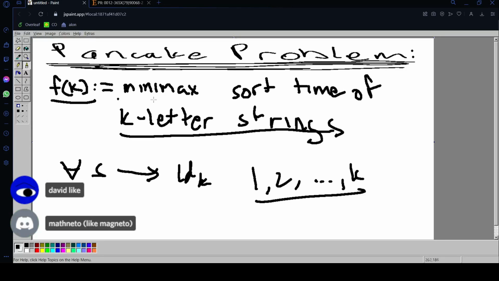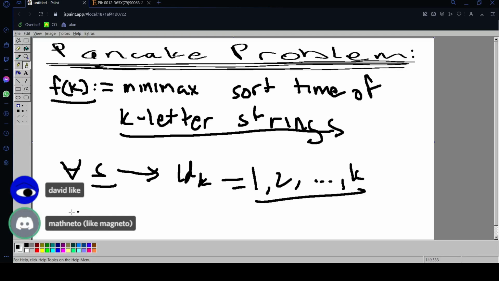And so f of k is just the smallest number such that, given any string, I can use at most that number of prefix reversals to get to this sorted one. Is that kind of clear? Yeah, it's just like the minimum number of little steps you have to do to sort a stack, as a function of how many letters are in the string.